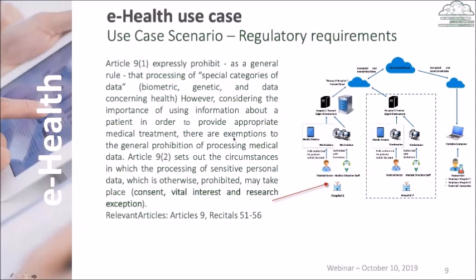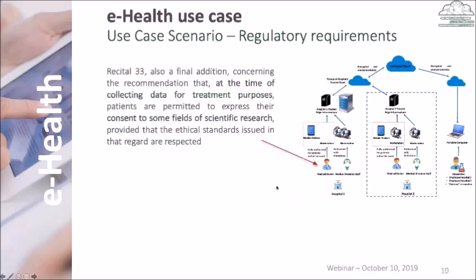In this case, we have to respect other requirements that we will see in the next slide regarding, for example, anonymization or other security requirements. At the time of collecting data for treatment purposes in the hospital, the patient is permitted to express his consent to some fields of scientific research. So in this case, this data can be used by research institutions.